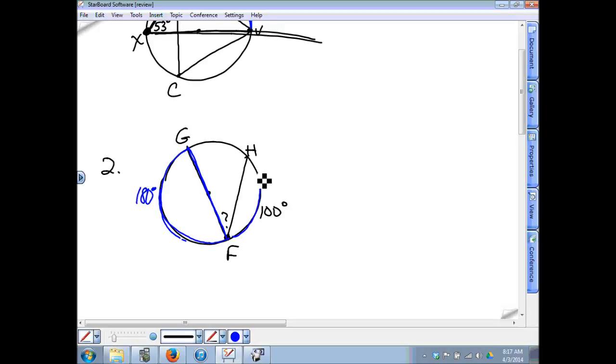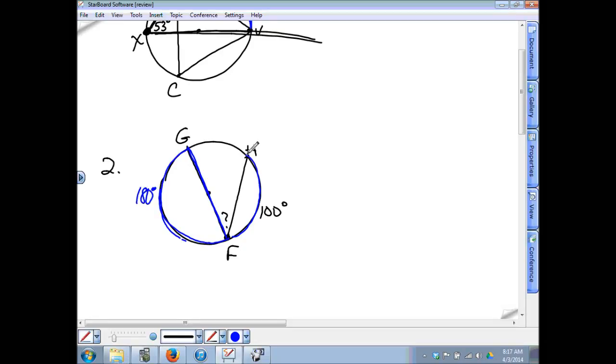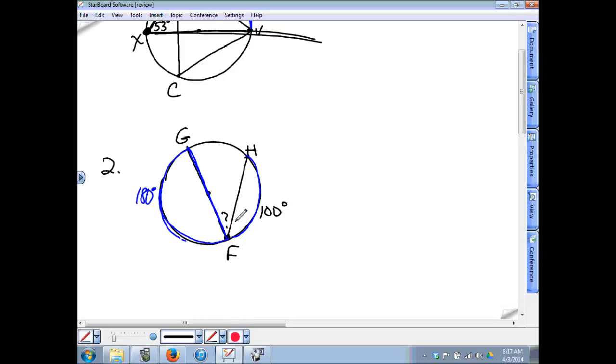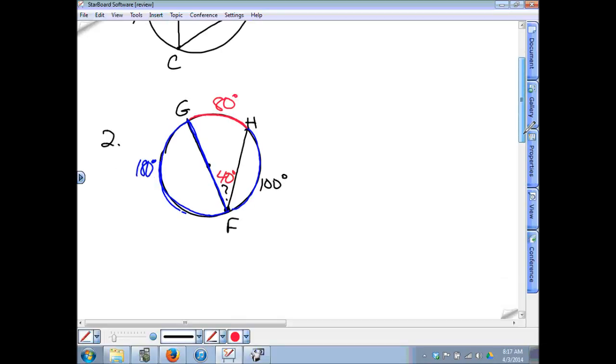If this piece right here is 100, that's 280. So what does that leave for the arc right here? How do we know that? What is it all the way around the circle? 360. If we have 280 already of this portion, that leaves 80 for that little arc. So then the angle is 40 degrees, because an inscribed angle is half the measure of the arc.